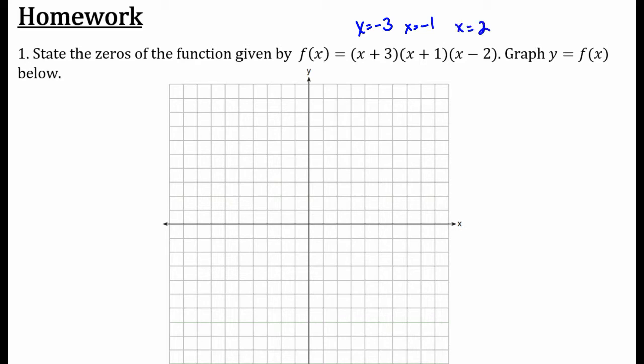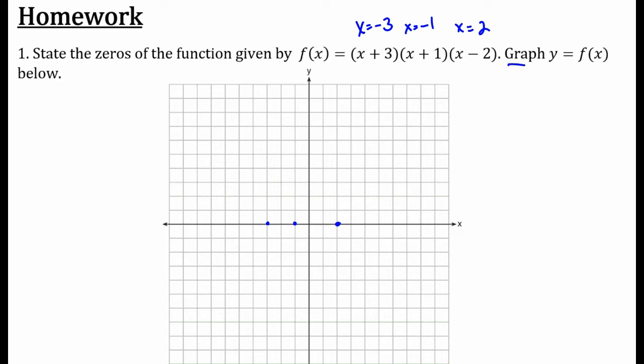Because when I plug those values in for x, that factor equals 0. 0 times anything is 0, so the function outputs a 0. Graphically, where do we see those zeros? Those zeros are the x values of where the graph crosses the x-axis. So I have x at negative 3, negative 1, and 2. Those are points on this function because those are the zeros.